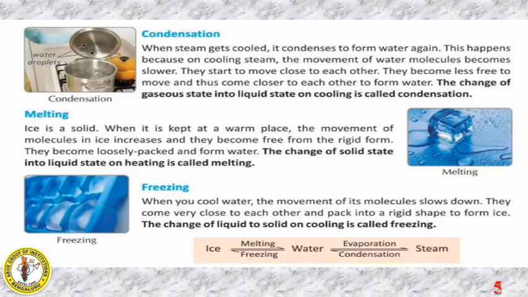When you start heating, the movement of molecules becomes faster and they convert into air. The same water vapor, when you cool it, when you condense it, the fast moving molecules become slower and get closer. When heated they had gone very far, but when cooled they come closer. So they become less free to move and thus come closer to each other to form water. The change of gaseous state into liquid state on cooling is called condensation.